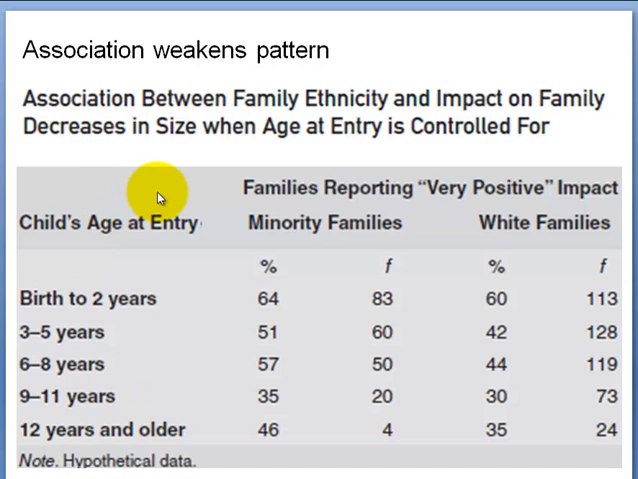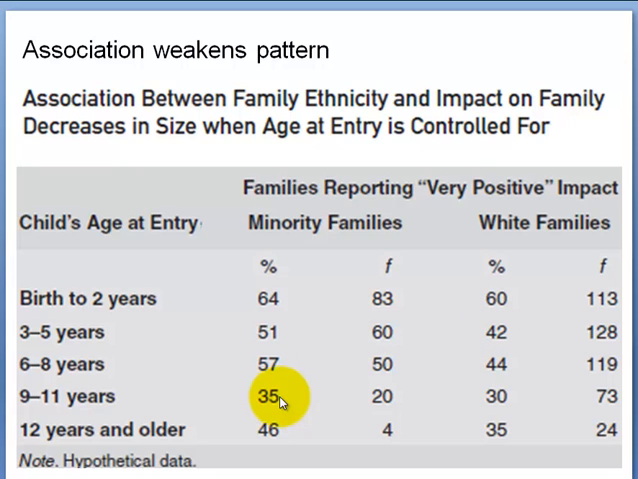So here's some hypothetical data demonstrating the association weakens pattern. And let's presume that the initial difference was indeed that 17%. So let's just quickly eyeball these differences here. Here's a difference of 4% in the youngest age group. This is a difference of 9% in the 3 to 5. Here's 13%.